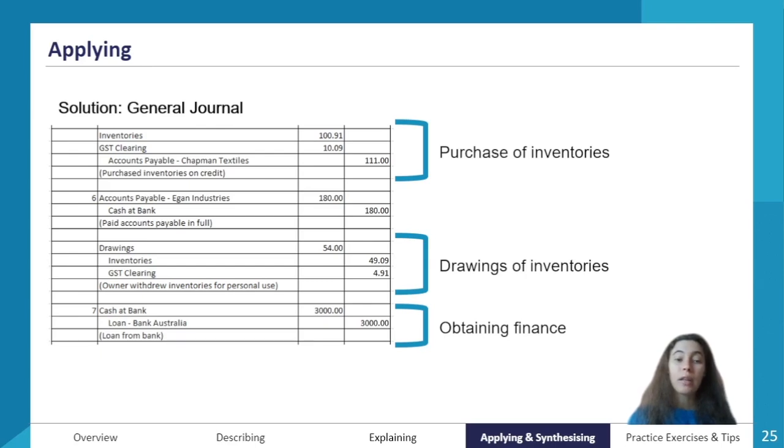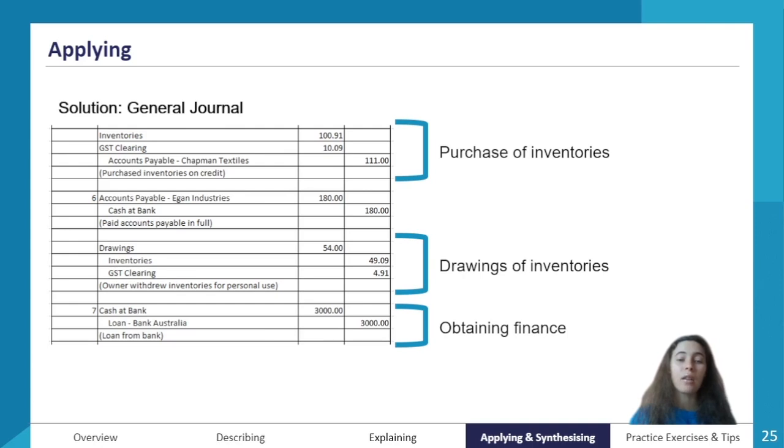We've got drawings of inventories with our inventories going down. So inventories usually don't attract GST. So this may be a case where GST isn't actually supposed to be there.